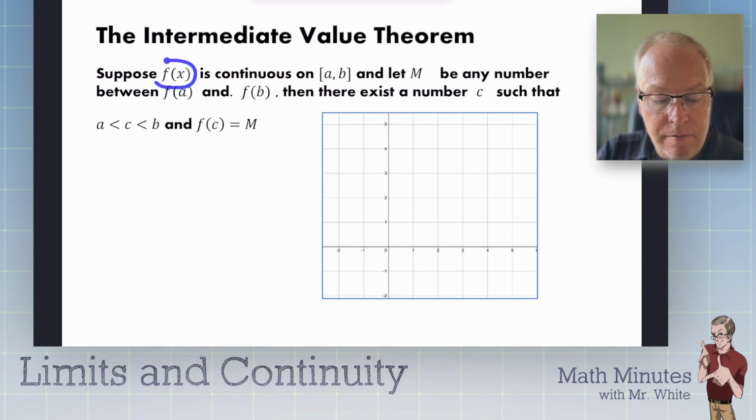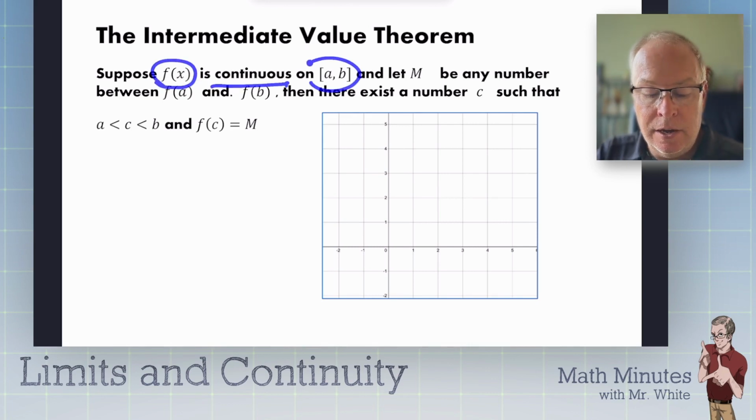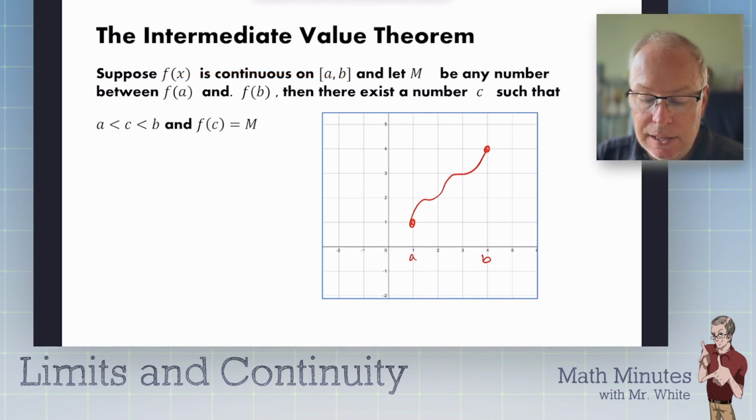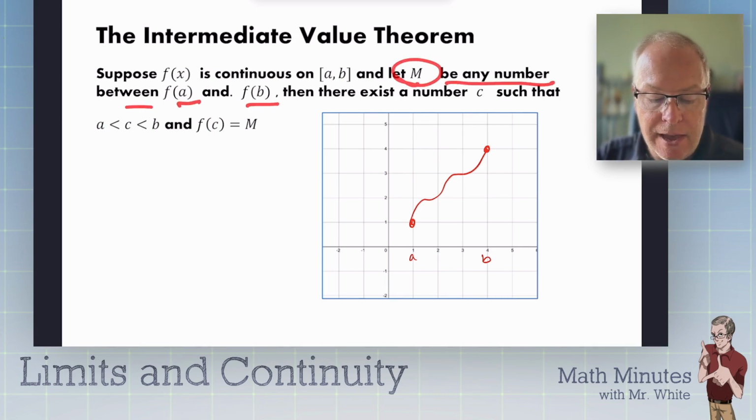Suppose f of x is continuous on an interval. Okay, so you can imagine some sort of graph. So let's just go ahead and draw it. Let's call this A, and this will be B. Okay, so from here to here, the graph is continuous. All right, so I'm just imagining it as I go. Let M be any number between f of A and f of B.